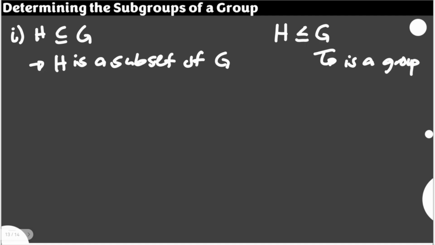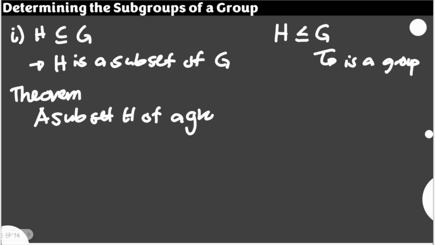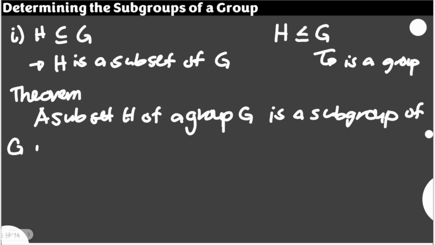Now, aside from this, there are also other things that we need to consider in order for us to say that H is actually a subgroup of group G. There is actually a theorem for this, and let me write this in a theorem. So, a subset H of a group G is a subgroup of G if and only if the following criteria are met.